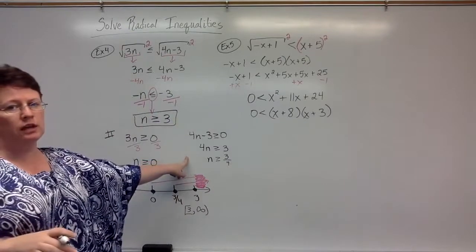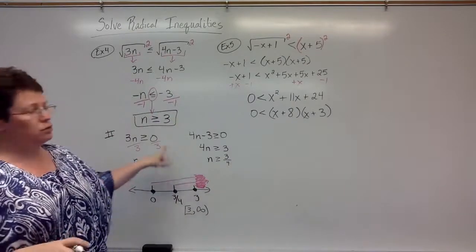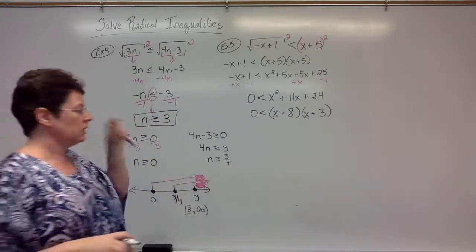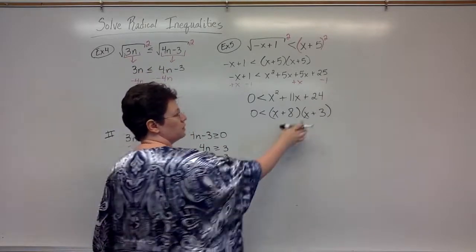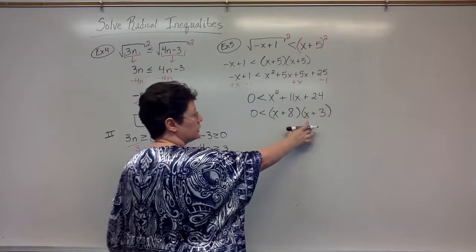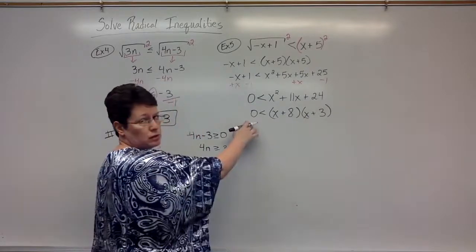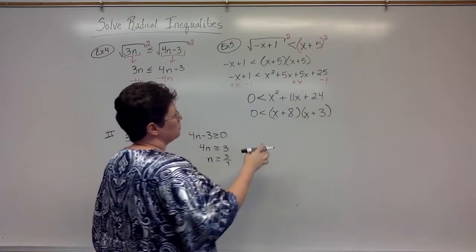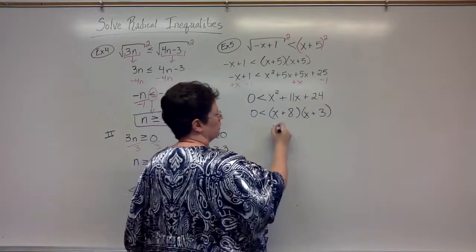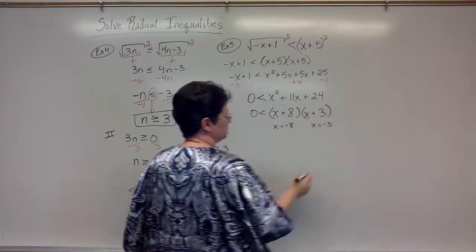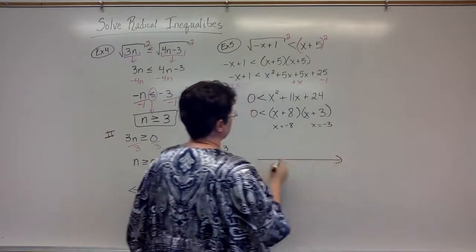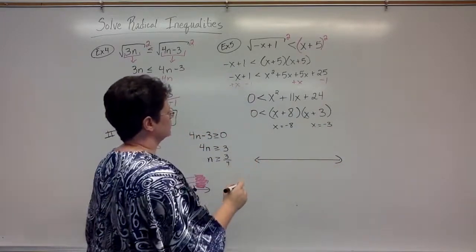This is where it gets tricky, because figuring this one out and where the arrows go is going to be much more challenging because it's not individual pieces, right? Because both of these could be negative, and a negative times a negative will be a positive, which will be greater than 0. So this would be x equals negative 8. This would be x equals negative 3.